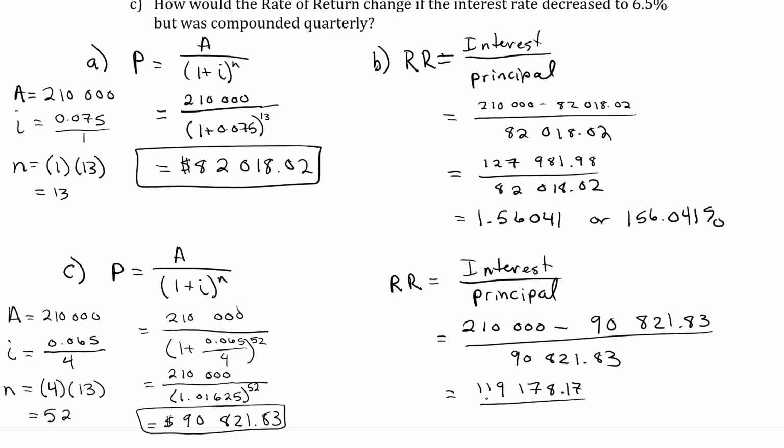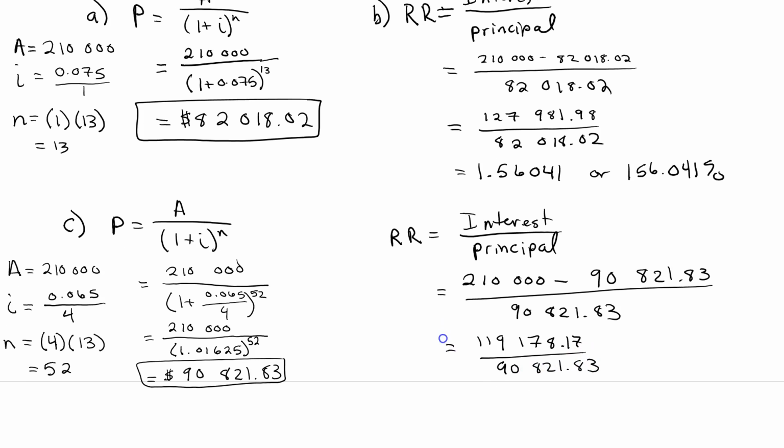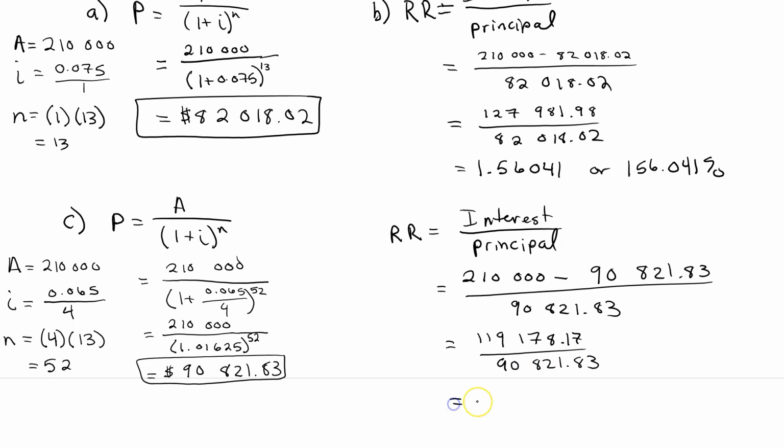Let's pause for a moment. Does it make sense that there's less interest if we have a higher principal? Yes, it does. All right. Just going to move this up. So we get our rate of return of 1.31222, or we can express it as a percent, 131.222%.